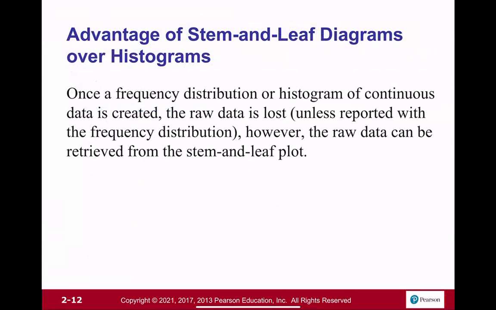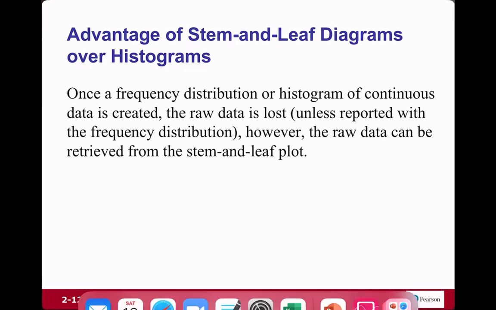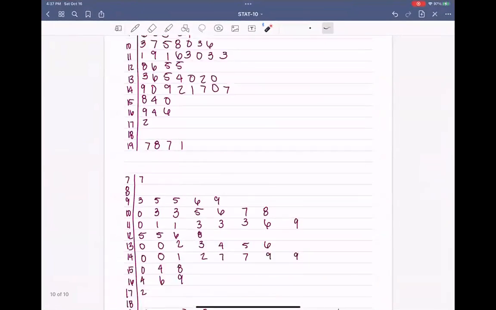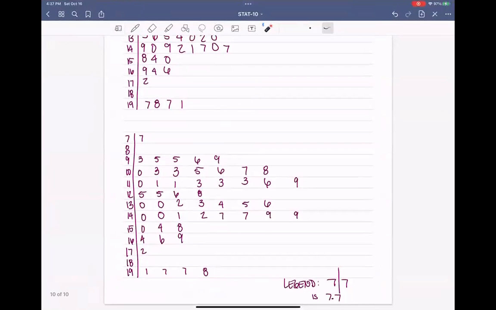So once a frequency distribution or histogram of continuous data is created, the raw data is lost unless reported with the frequency distribution. However, with a stem and leaf plot, you could still retrieve the raw data because you could see all of these values right here. The only thing you don't see is where these data came from.